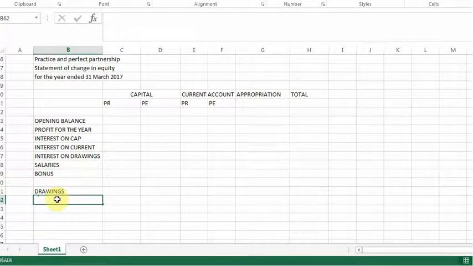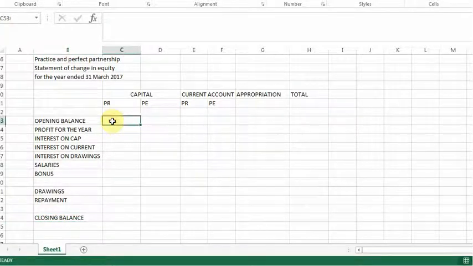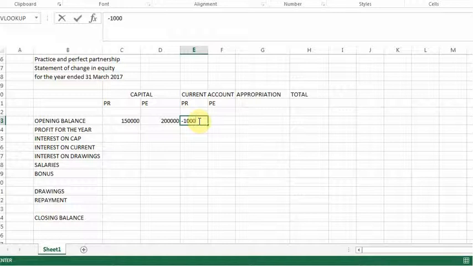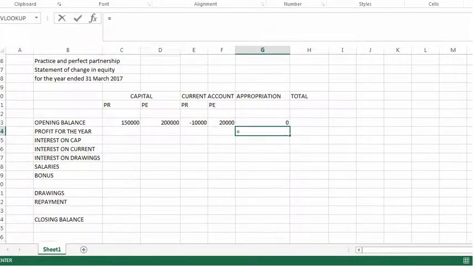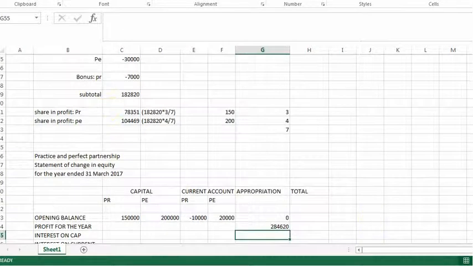And in this question there was actually a repayment that was done, and there we need a closing balance. The opening balances of the capitals were given to me. It was 150,000 and 200,000. For the current accounts, it was negative 10 and positive 20. The appropriation is always 0. The profit for the year goes to appropriation, and I need to use the corrected profit. So I use the value with what I started my appropriation calculation.